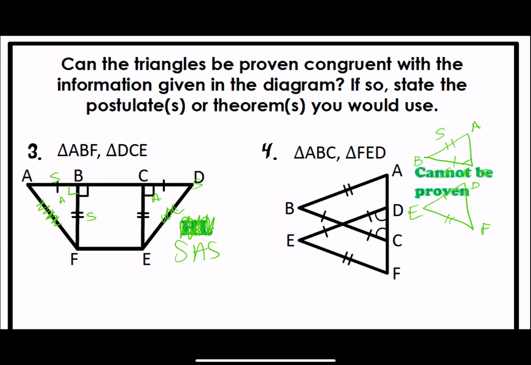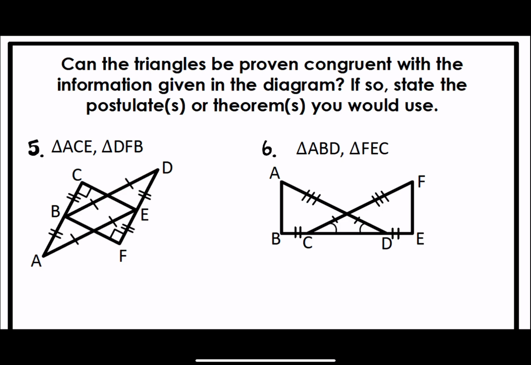And that means it cannot be proven because literally the letters spelled backwards are a bad word. And that's how we feel when we can't do that. So that's why this cannot be proven. SSA is not a valid reason. Same thing as AAA. Because it makes you go, ah.